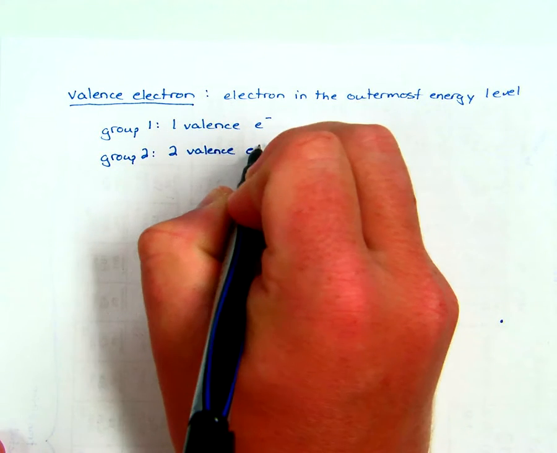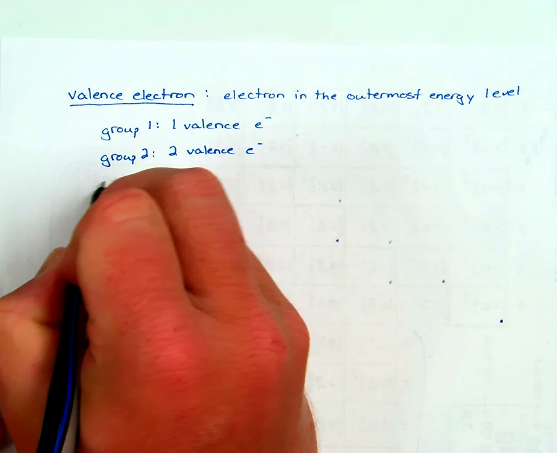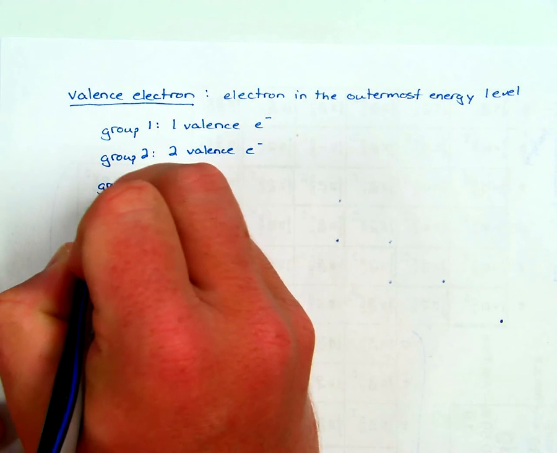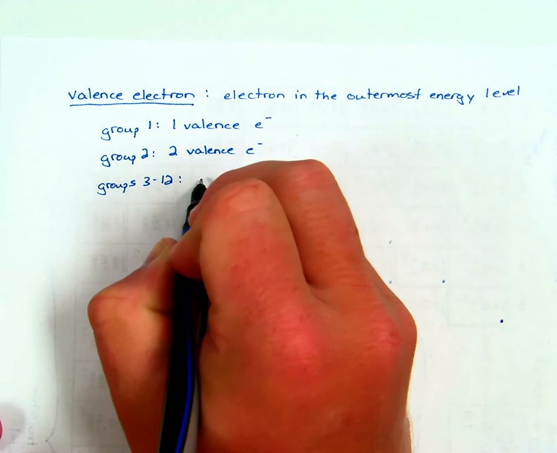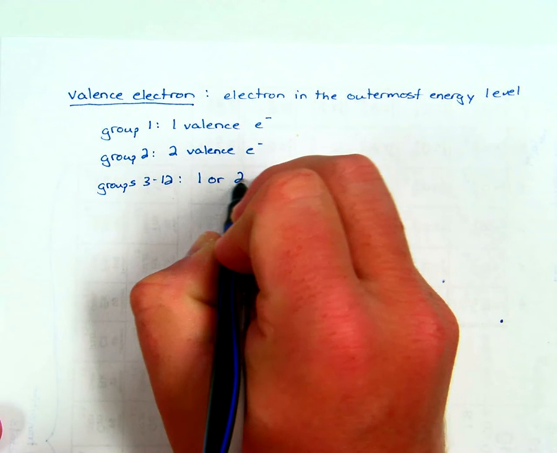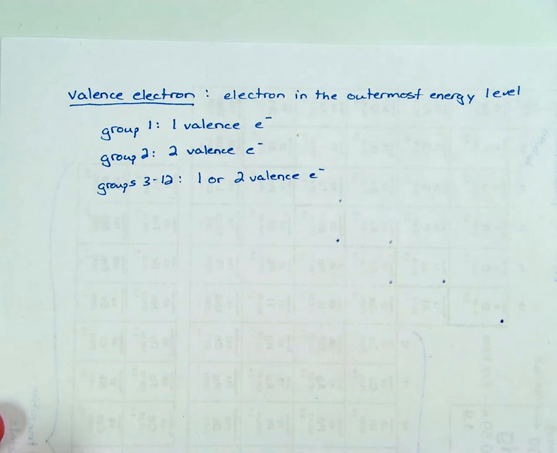Now the trend does not continue for the transition metals. One reason why we separate those, as far as why we give them a different name, this is one reason why. So groups 3 through 12, for now what we're going to say, they either have 1 or 2 valence electrons. This is something we'll learn about later in the year as far as how we can determine how many valence electrons they have. For now, it's really not that important to us. They either have 1 or 2 valence electrons.